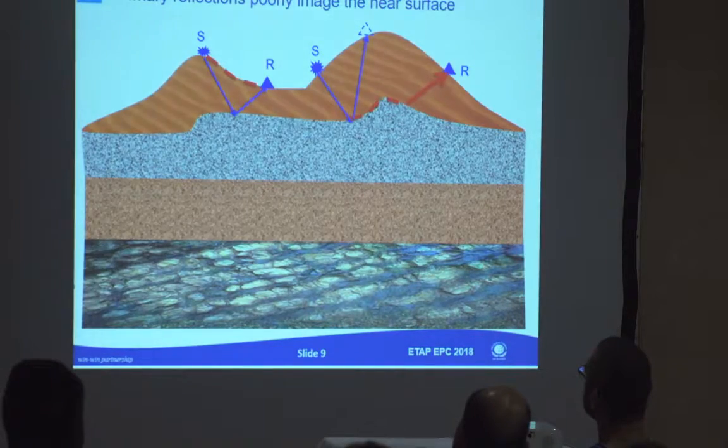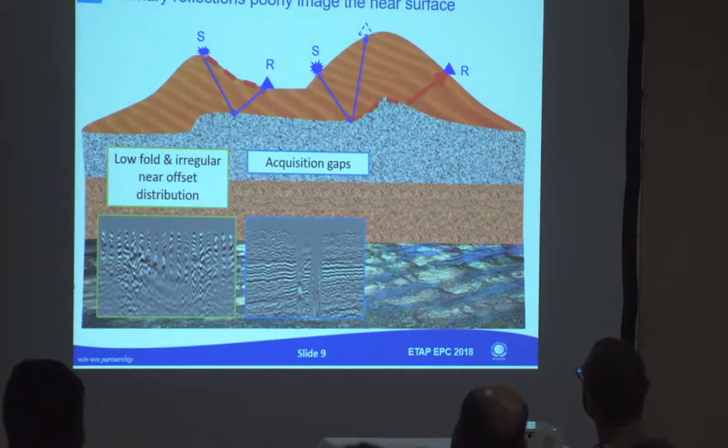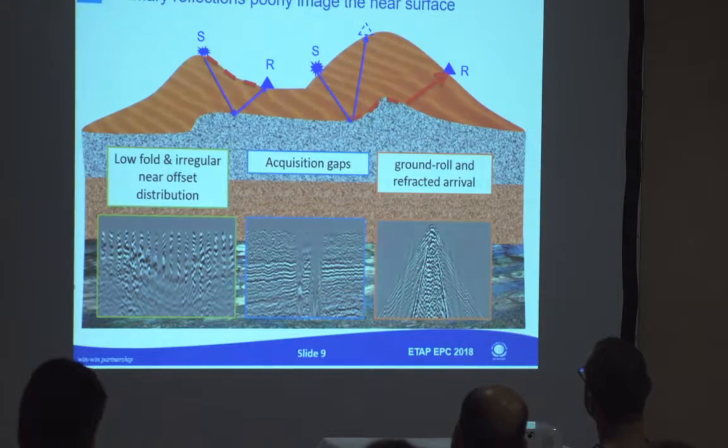The issue that we have is that usually we have a very low fold and irregular near offset distribution, so it doesn't help us to extract these primary reflections at all. The second issue is that, as you can see, you have acquisition gaps. On the right, you have a missing receiver because you don't lay out a receiver at the top of the dune.